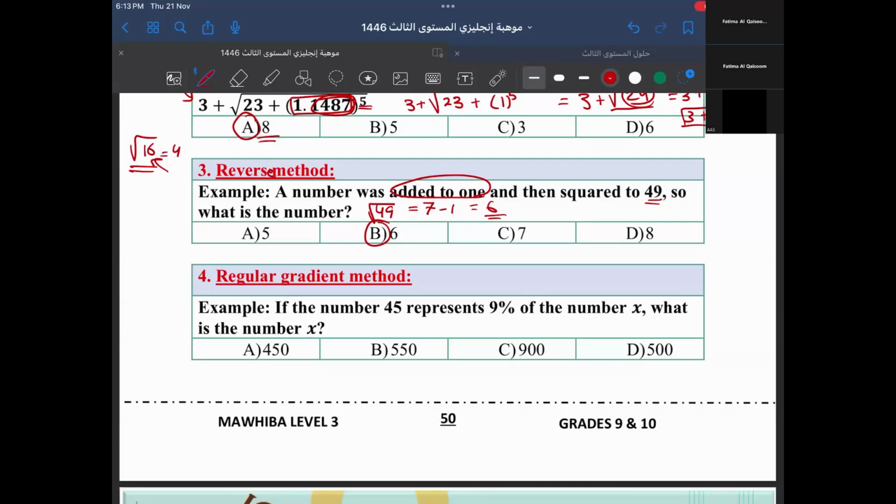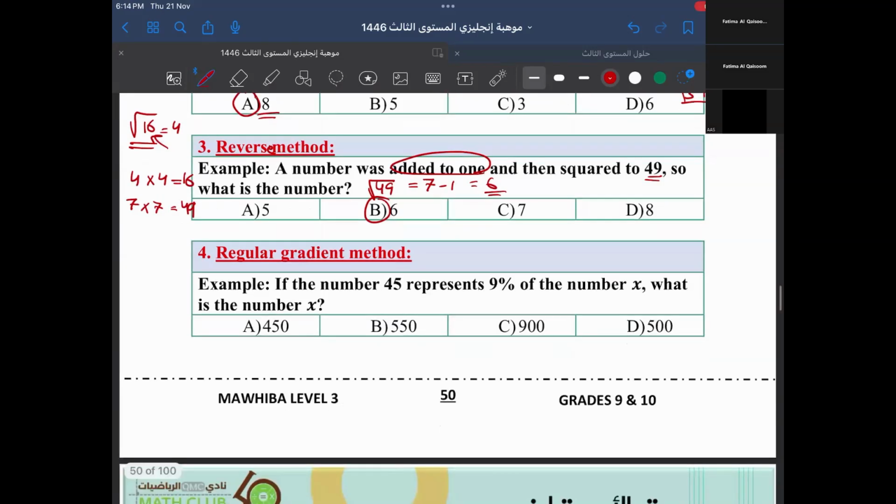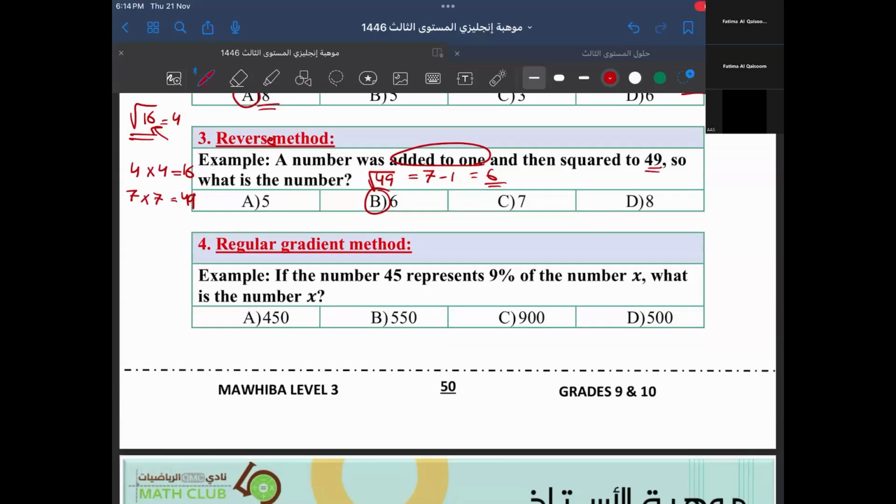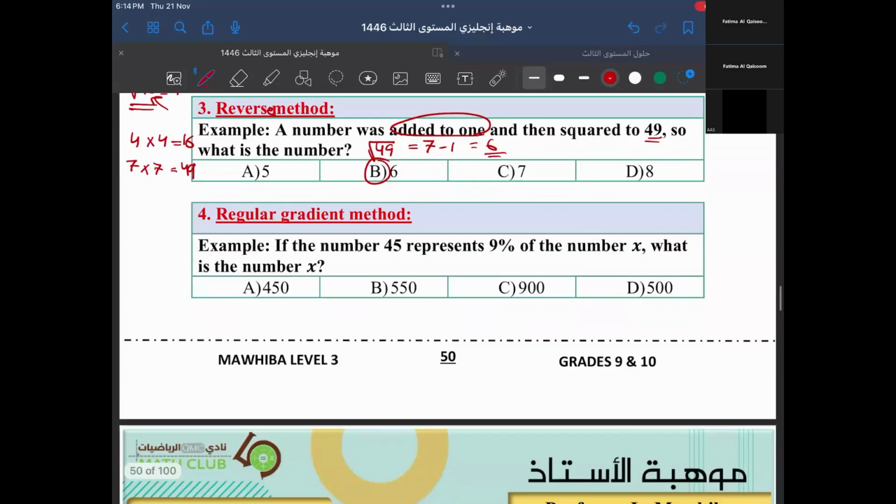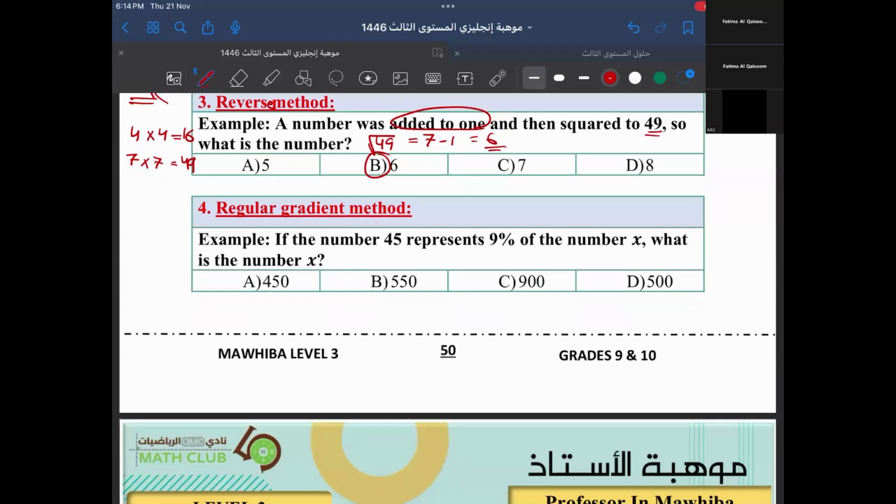Yes. So try to memorize these values because it's going to be really helpful for you when solving the questions. يعني especially the squares from 1 to 10, like 1 squared, 2 squared, 3 squared, 4 squared, those numbers till 10 squared, you can memorize it and it will be very helpful. Okay. Yalla, question 4. The regular gradient method. So who can read the question?